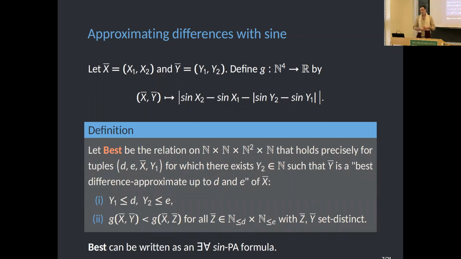Okay, and so with that, we can define a relation called best that holds precisely for tuples d, e, x bar, which again, think of as x1, x2, and y1, for which there's a y2 such that the y pair is a "best difference approximate" up to d and e of x. That's in quotes because I don't have time to define that super clearly, but hopefully the words convey the meaning here. d and e are just the degrees of approximation for the valid pairs y1 and y2 that we're considering. And that's specifically for the second condition with this g function, which again, think of it as the difference of differences. So we want that to be as small as possible without capturing the exact pair. That's what I mean when I say for all z with z and y distinct. That just means they're different and not just order swaps because of this asymmetry.